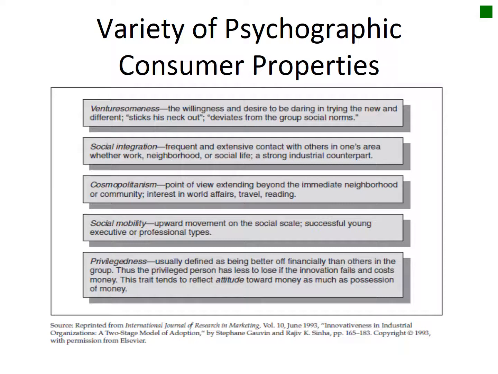emotionally. Now, these things are very difficult to measure, but these things are called psychographic properties, and they're ways that we group or regroup or segment consumers, and tend to do very effectively. So here's some examples of psychographic consumer properties, like how adventurous somebody is, how risk loving they are, in other words, how willing they are to be their own person, things like social integration, cosmopolitanism, social mobility, and privilegedness.